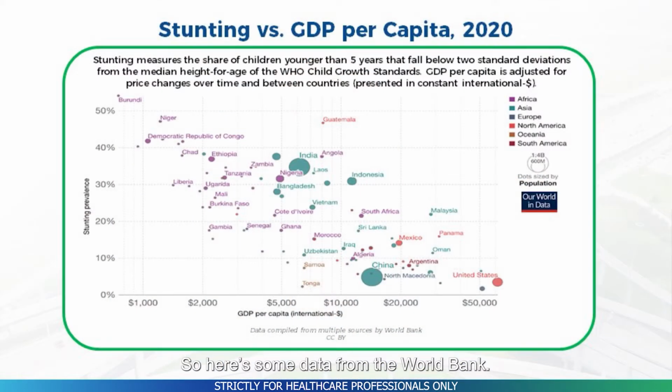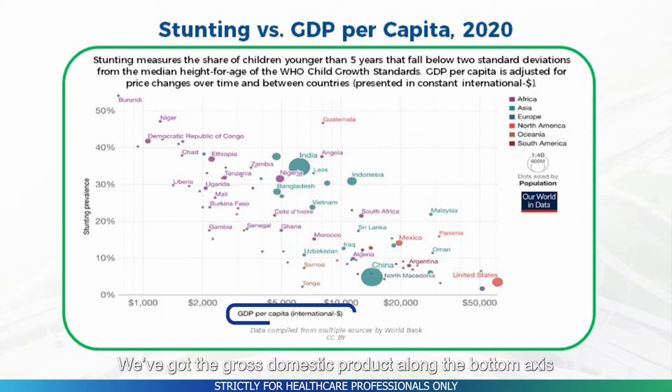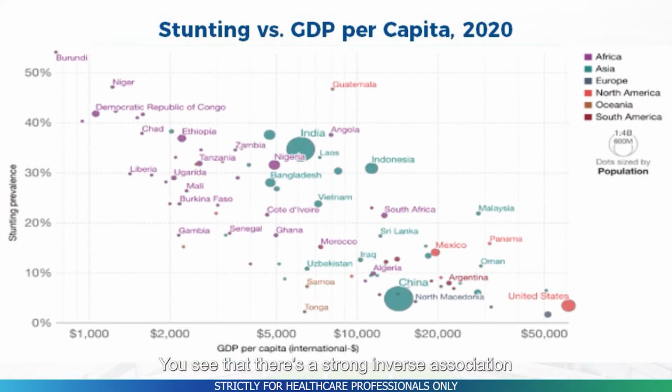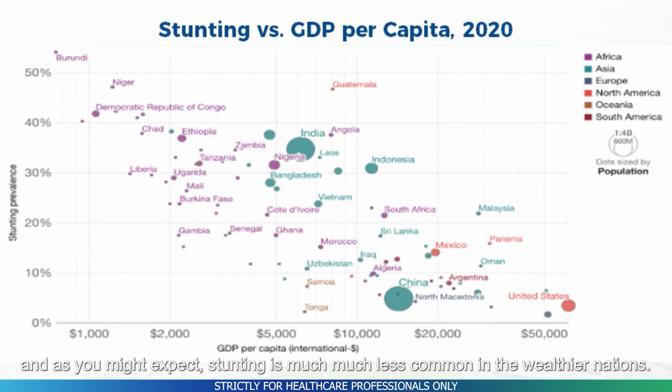Now, all of these three dimensions of the triple burden are strongly related to the wealth of nations. So here's some data from the World Bank. You've got the gross domestic product along the bottom axis, and you've got the prevalence of stunting along the vertical axis. You'll see that there's a strong inverse association. And as you might expect, stunting is much, much less common in the wealthier nations.